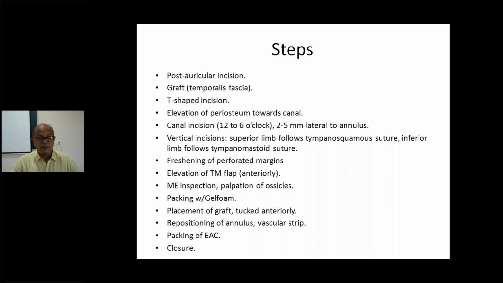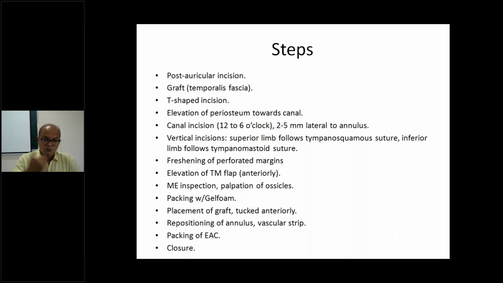Along with these bony structures, you gently press on the handle of the malleus to look for the round window reflex. Presence of the round window reflex indicates an intact and functioning ossicular chain. Okay, and then if you are happy, you pack the middle ear with gel foam.